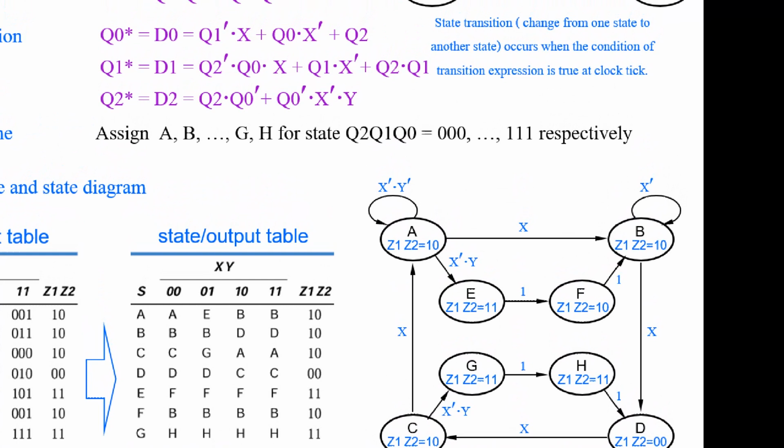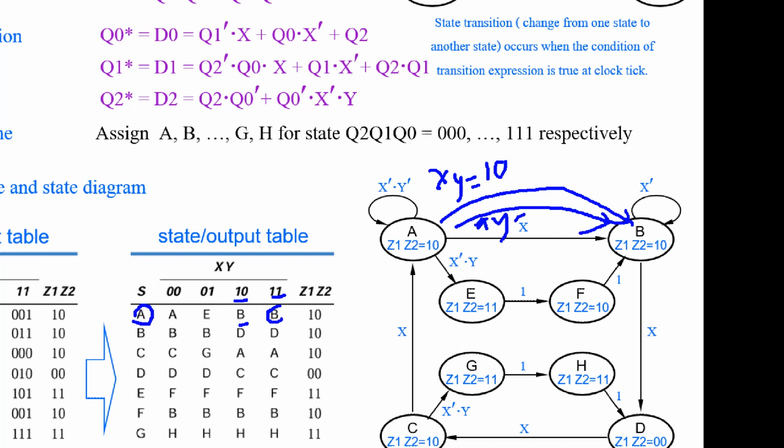And one more is the condition of state change. For example, for state A, when input x, y is 0 0, go to state A. And when x, y is 0 1, go to E. When from A, the input at clock tick is 1 0, go to state B. And when input is 1 1, go to state B. x, y is 1 1.